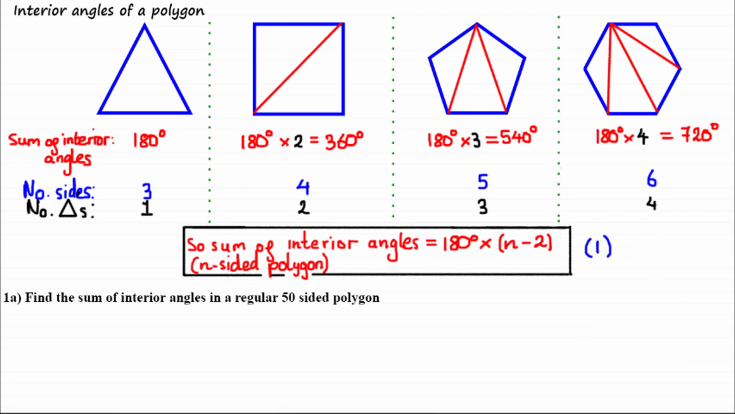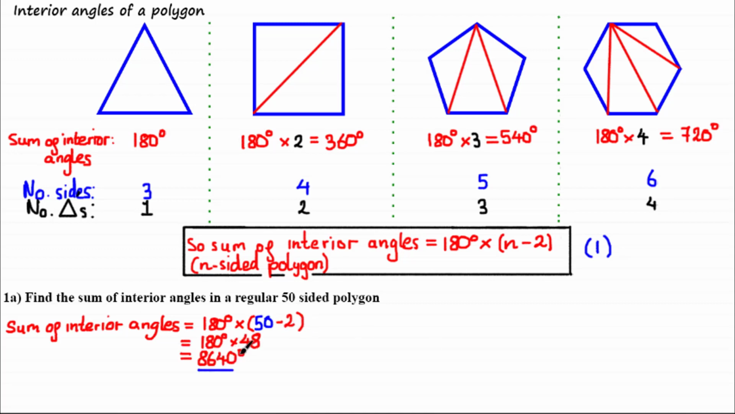Okay, so using formula 1, we get that the sum of interior angles is equal to 180 degrees multiplied by 50, which is the number of sides, minus 2, which is equal to 180 degrees multiplied by 48. And if you put this into your calculator, you would get 8,640 degrees. Okay, so the sum of interior angles of a regular 50-sided polygon is equal to 8,640 degrees.